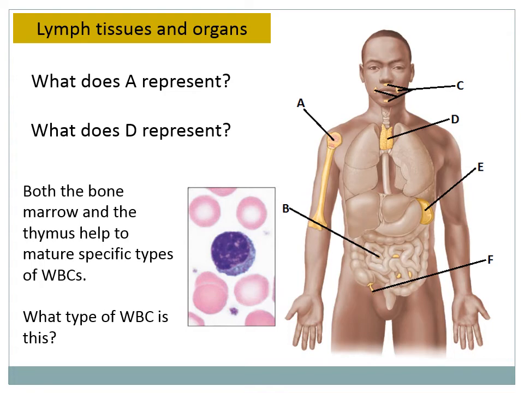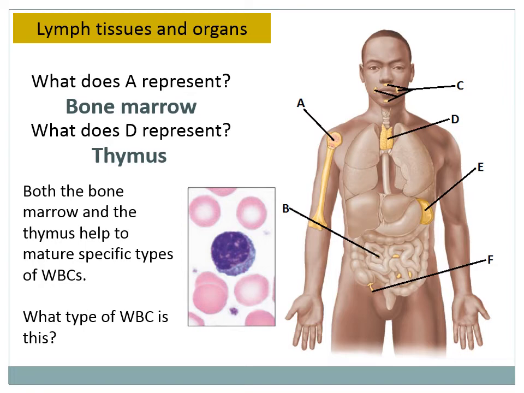All right, so instant review, gotta instantly review things. What does structure A represent? Yep, that's our bone marrow. And what does D represent? Yeah, that's going to be our thymus. We just talked about that. So we have bone marrow for A. D is our thymus. Both the bone marrow and the thymus help to mature specific types of white blood cells or leukocytes. So they're there to help mature them.